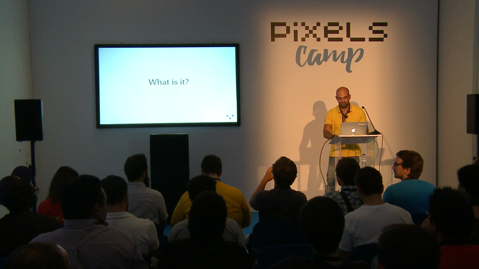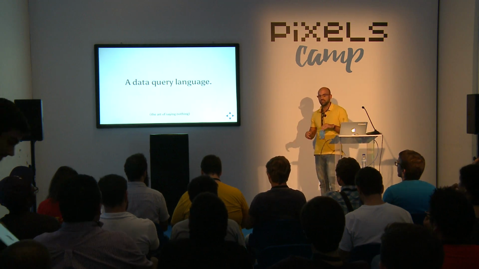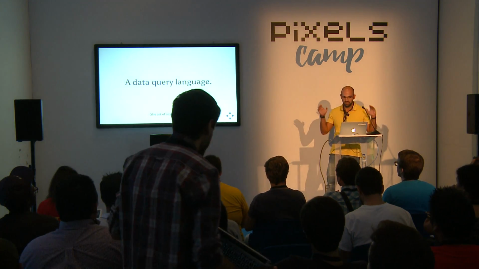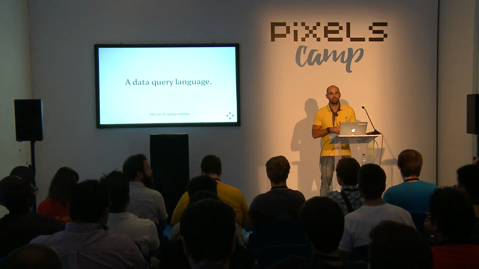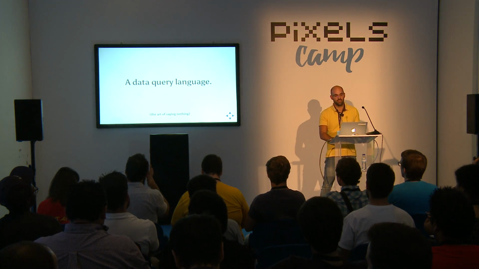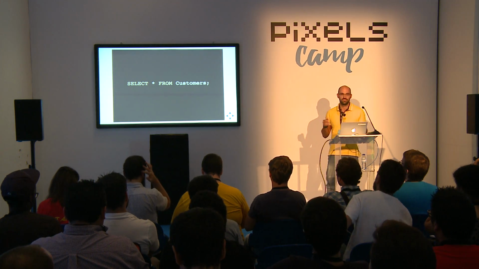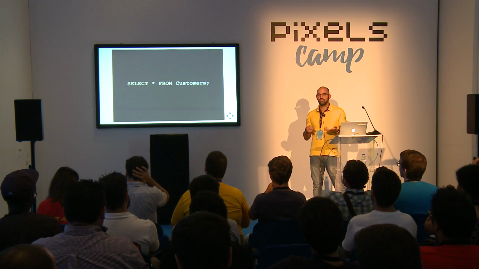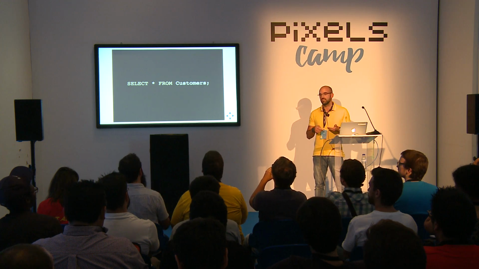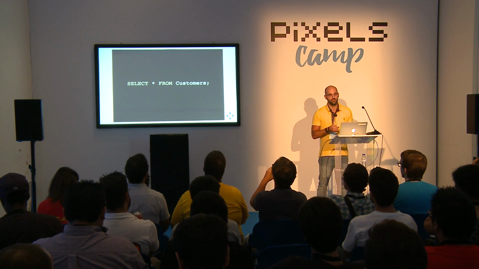So what is it? GraphQL is a data query language, and this is pretty much the art of saying nothing. But we know data query languages. SQL, everyone knows SQL, right? Everyone has seen SQL. Data query languages are used to fetch data from data sources. That's what they are used for.